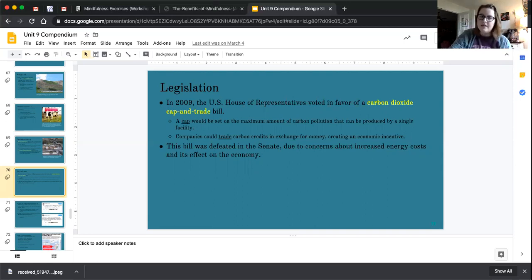However, this bill did not pass. It was defeated in the Senate because, I mean, there's no way around this, it would increase the cost per kilowatt hour of electricity, and it would probably increase the cost of consumer goods.